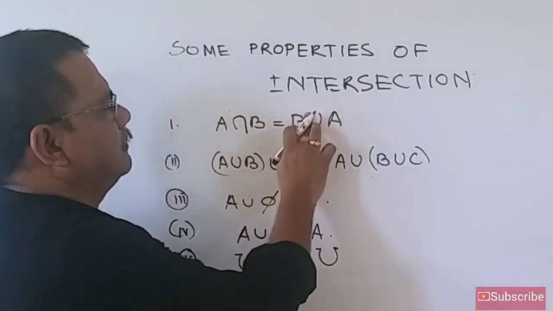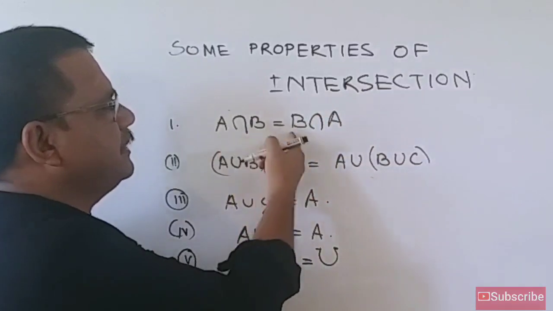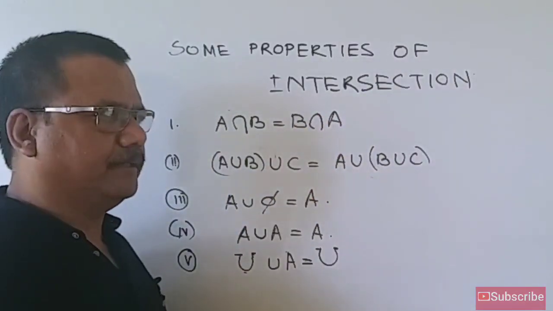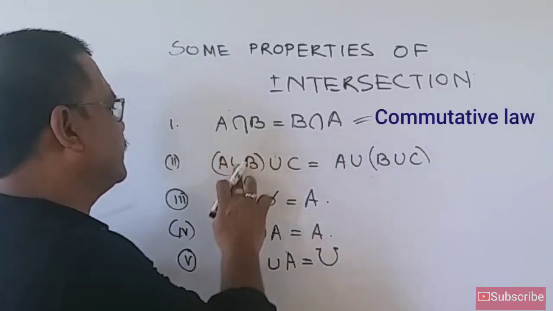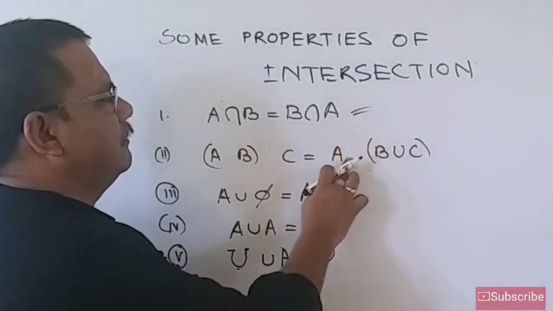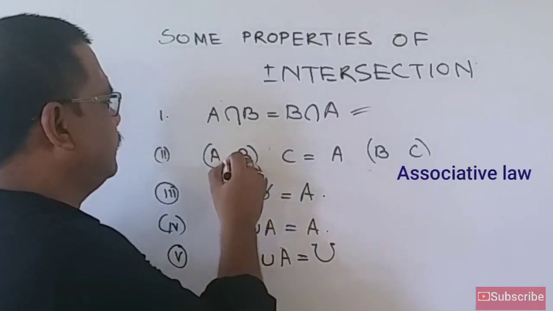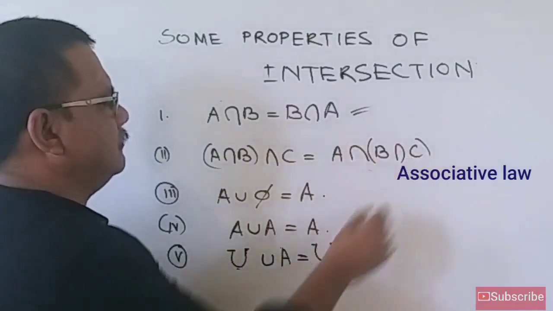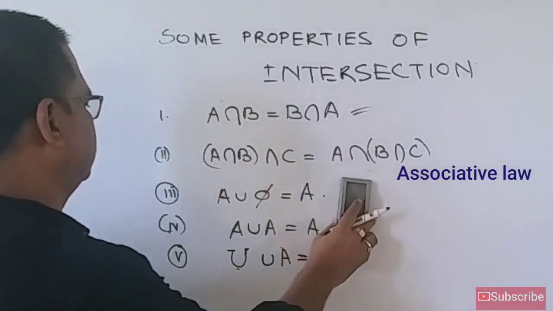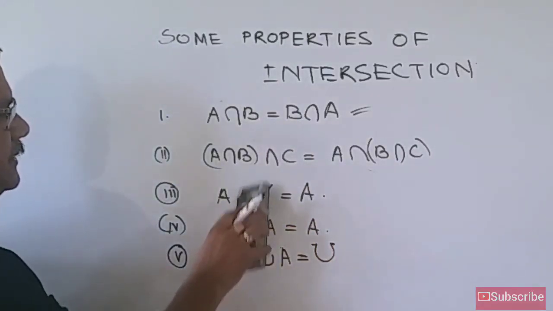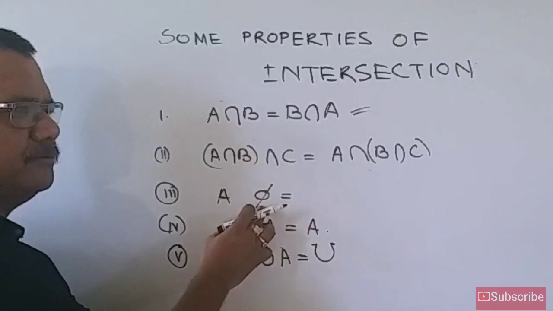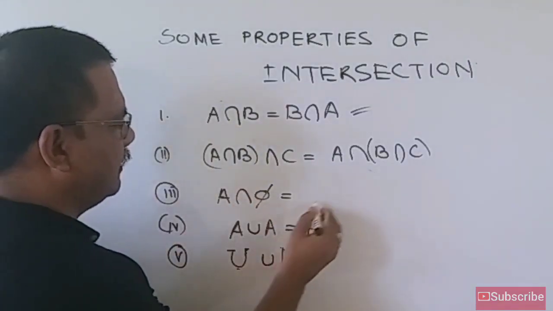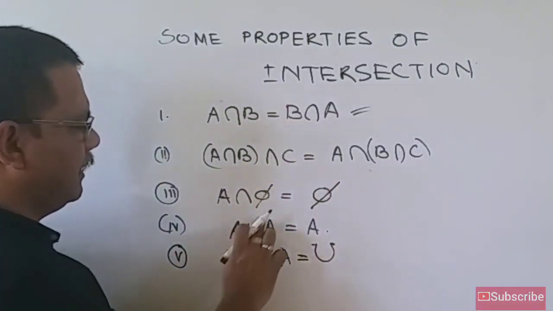Here we put the cap. A intersection B is equal to B intersection A. Is it right? Always it is right. This is the commutative law. And in case of the associative law, this is also okay. But what happens in this case? Are there any common elements between these two? A intersection phi? No, that's why it is phi.